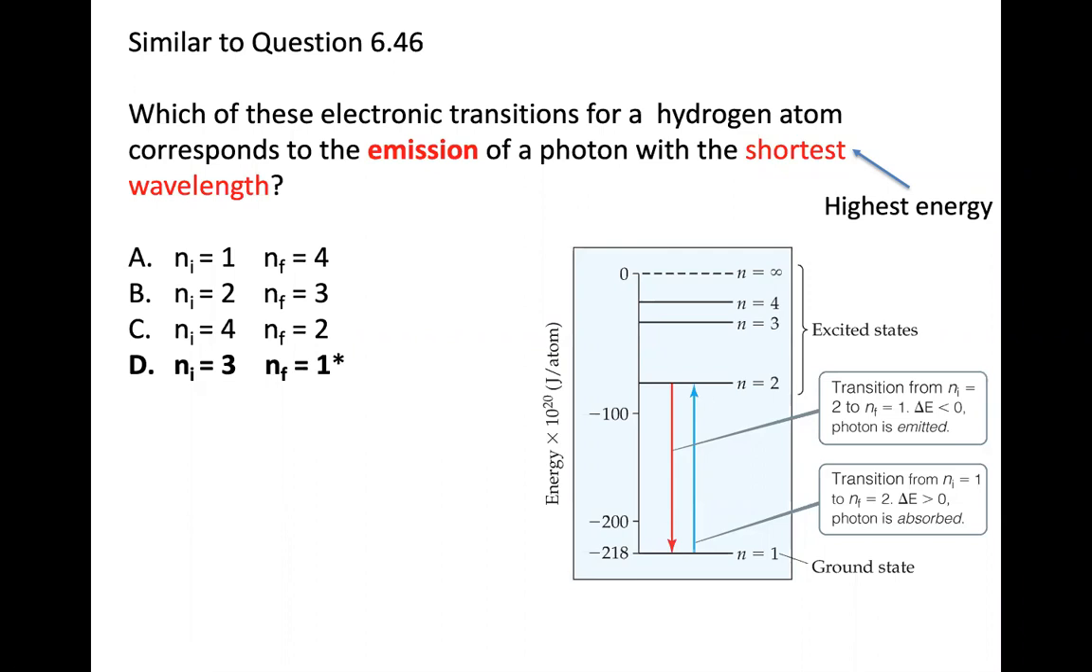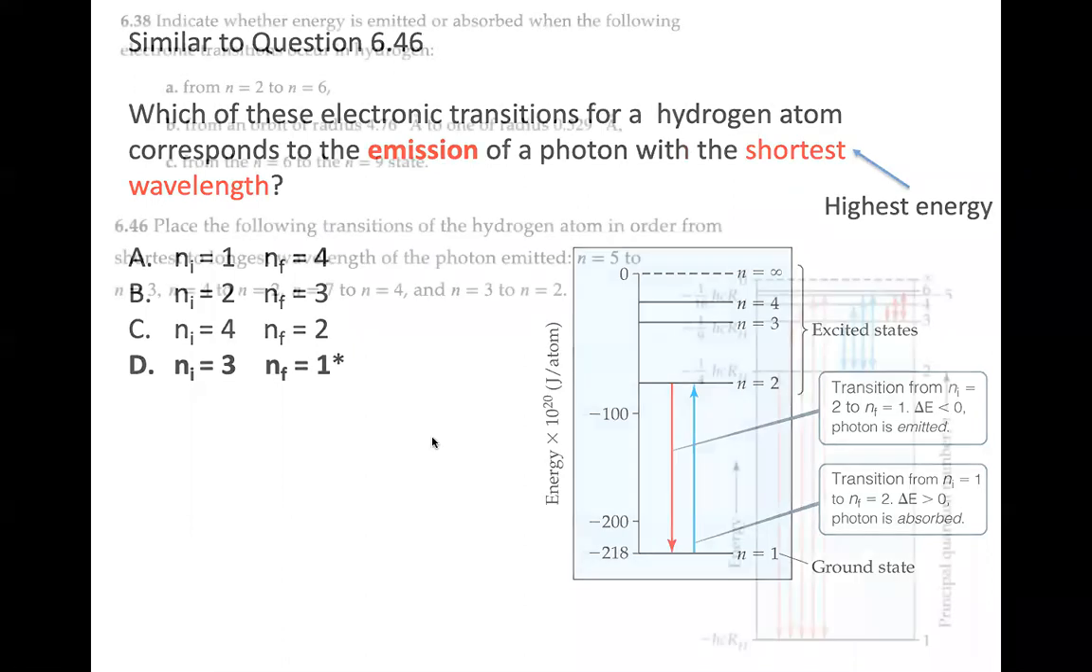The second feature is I'm going to read it very carefully and consider, is it being absorbed or emitted? And then the third feature, it might be in terms of energy, it might be in terms of wavelength, it might be in terms of frequency. I've got to be able to think of that last term as well. Very typical exam question. Wouldn't be surprised to see something like this on your test.